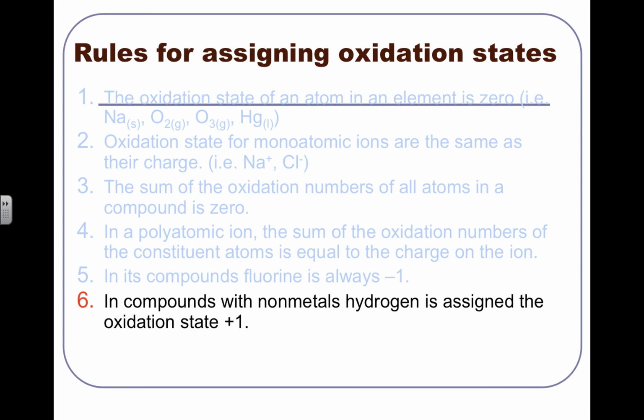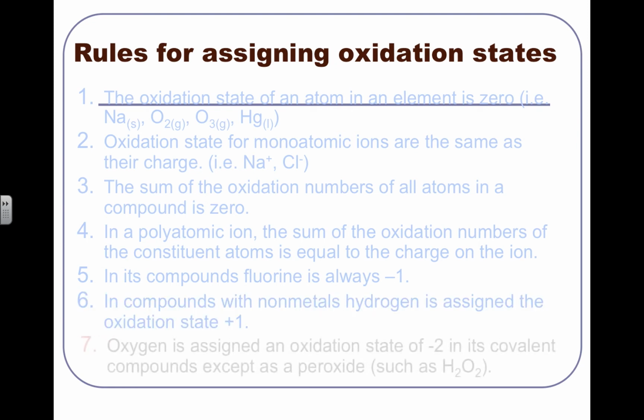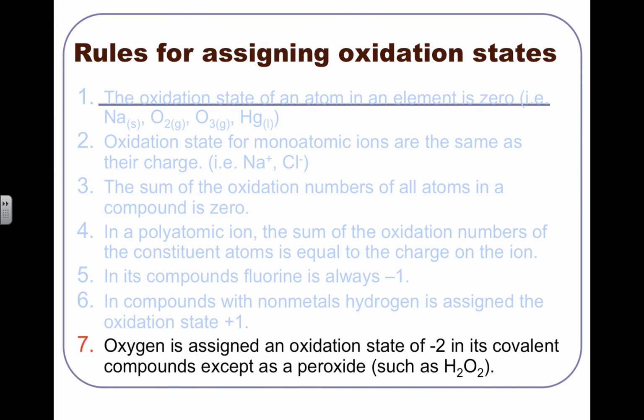Hydrogen will be a +1 if it's with a non-metal. If it's with a metal, if it's a hydride, like calcium hydride, it'll be a -1. But 99% of what you'll see in this course, hydrogen is a +1. And then oxygen. Oxygen is going to be a -2 in its covalent compounds, except when it's a peroxide, like H2O2, hydrogen peroxide, and there it's a -1.